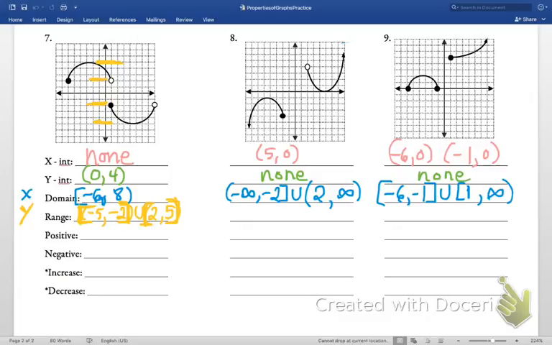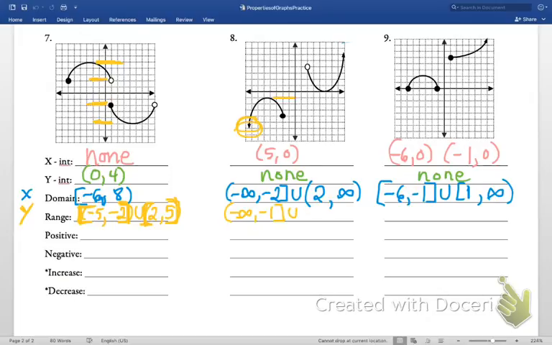Okay, range on number 8. I got an arrow, so I'm going to negative infinity. Doesn't matter how low it goes, that's negative infinity. How high does it go? Well, kind of looks like a -1. Yep, -1.